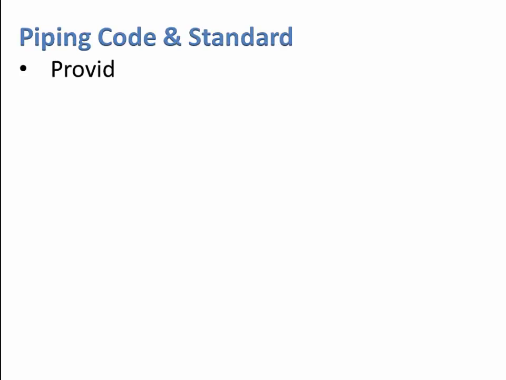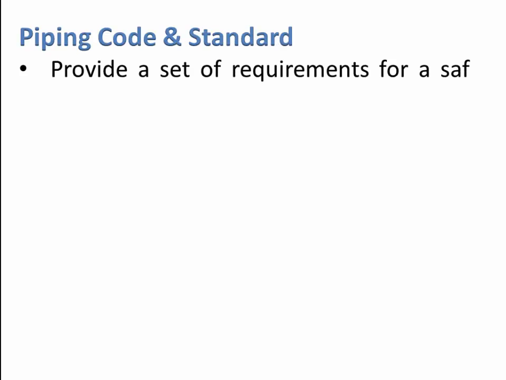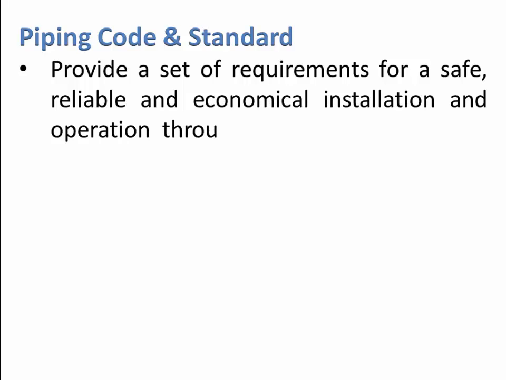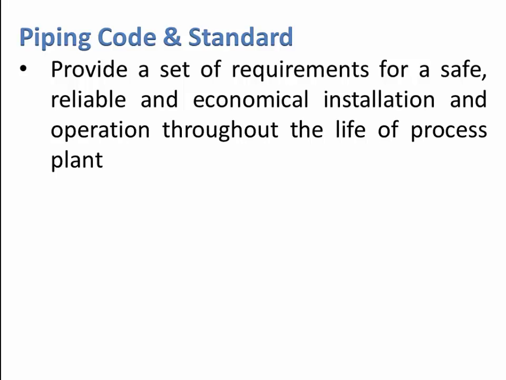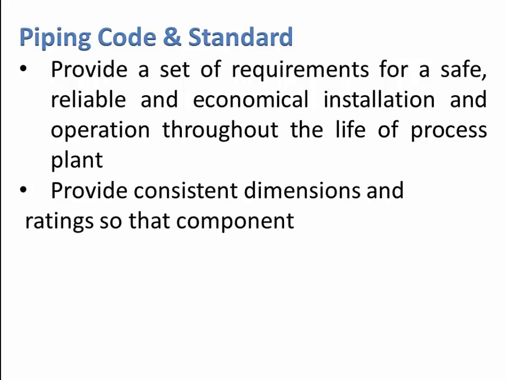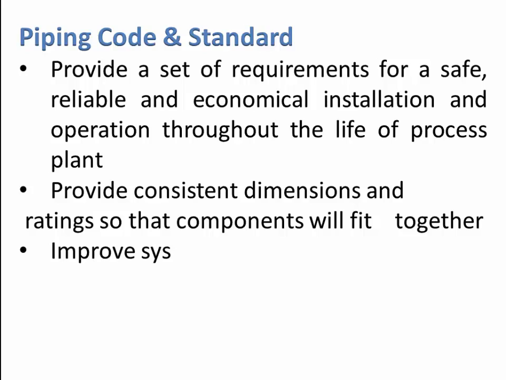Piping code and standard provide a set of requirements for a safe, reliable and economical installation and operation throughout the life of a process plant. They provide consistent dimensions and ratings so that components will fit together, improve system reliability, and save cost.